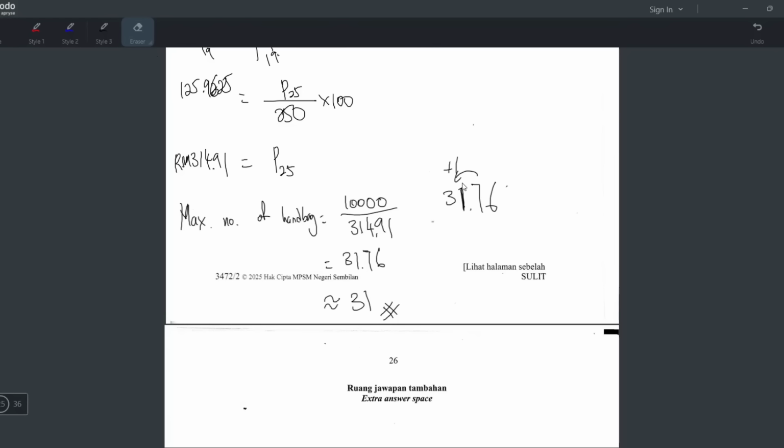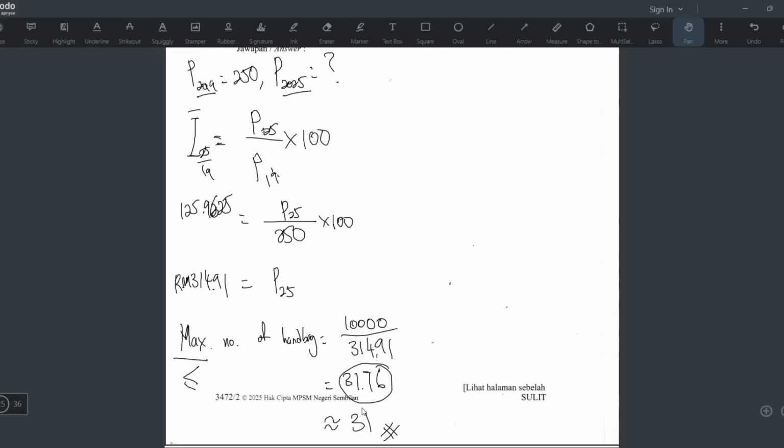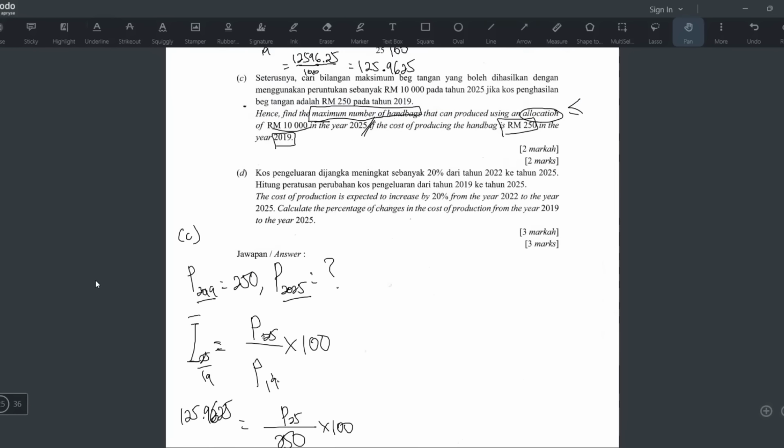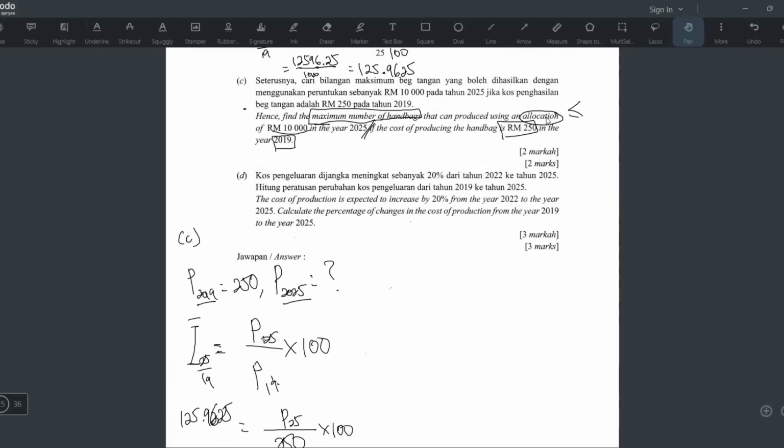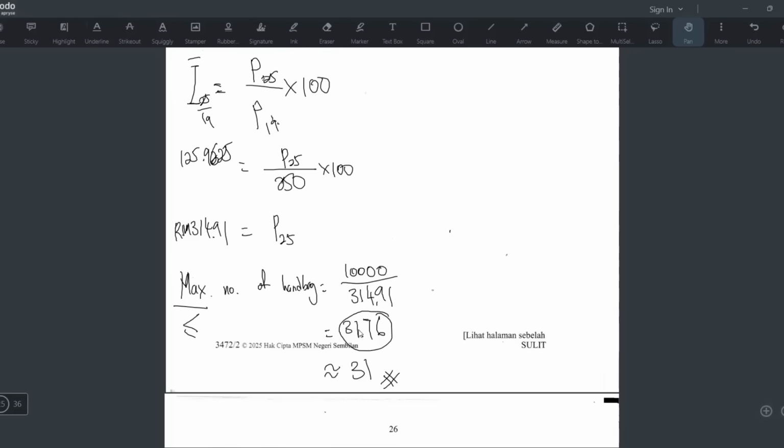Okay. When you take 31 or 32, don't look at the digits like this. You look at the symbol actually. Maximum means, I told you, smaller than or equal to. So your answer must be smaller than or equal to this. So the integer that is smaller than or equal to this is 31. The 0.76, we don't count it as one complete handbag. So it's only a maximum of 31 handbags. Remember, maximum means smaller or equal. 32 is not possible, there's not enough money. So you have to choose the amount that is smaller than or equal to this.